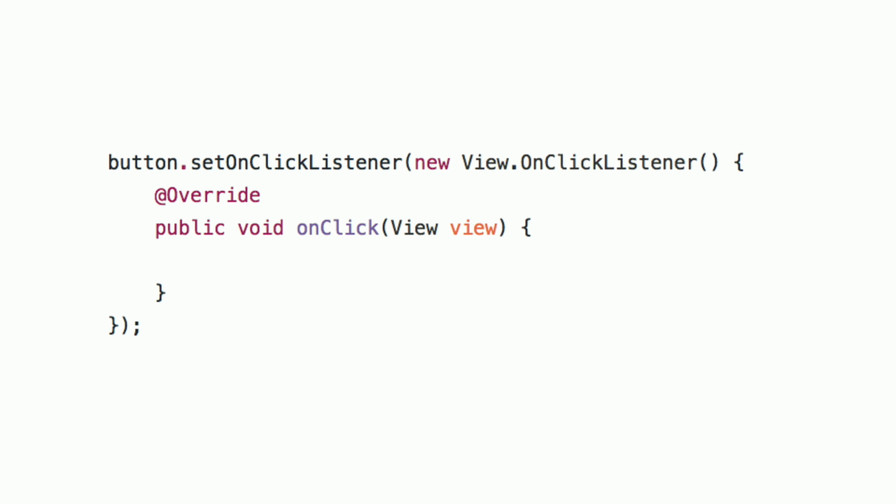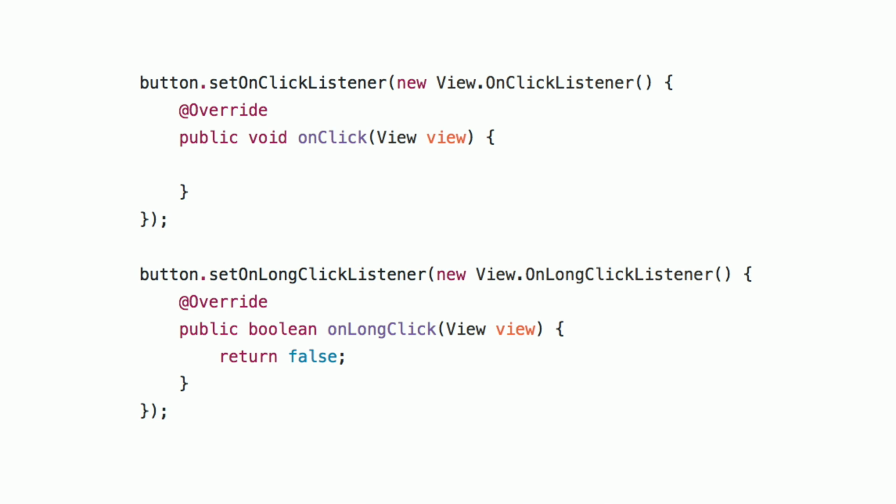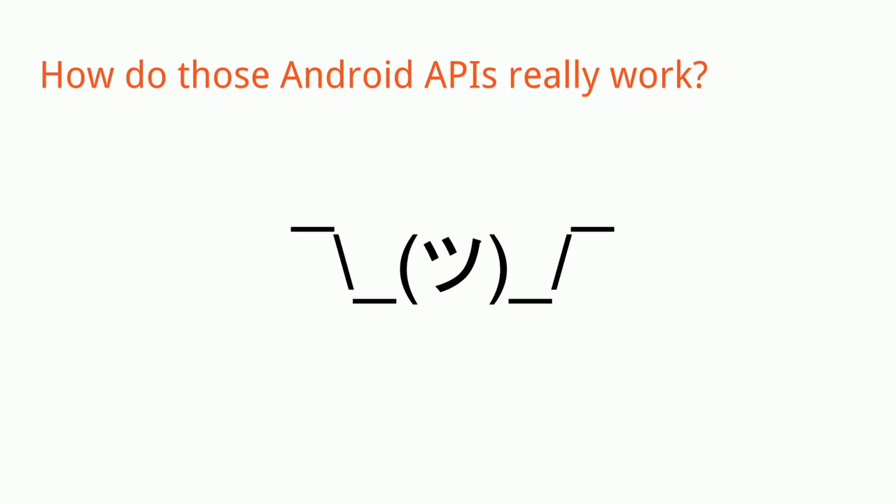So when I first started developing for Android, one of the first things I learned was setting an on-click listener, right? You set an on-click listener, and somehow Android will magically handle it for you and do whatever you want it to do. Then things got a little more complicated, and I learned about a long-click listener. So you can set a click listener and a long-click listener on the same view, and somehow Android would just know, okay, this is what I should do when it's a click, and this is what I should do when it's a long click. But how do these APIs really work? I didn't really know. I didn't think I'd have to care about it until the day when design asked for something a little more complicated, right?